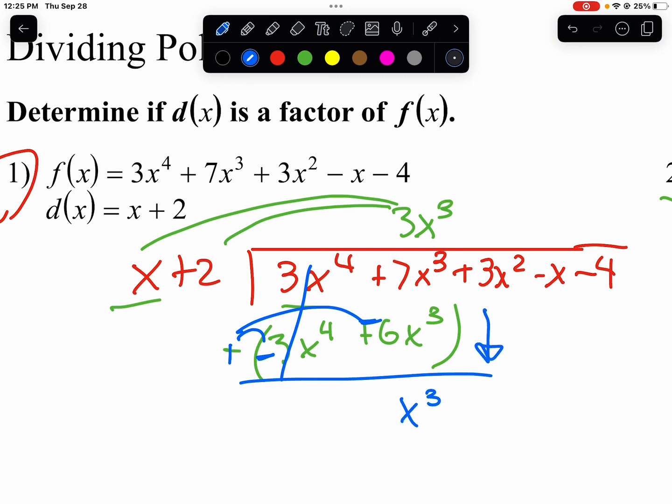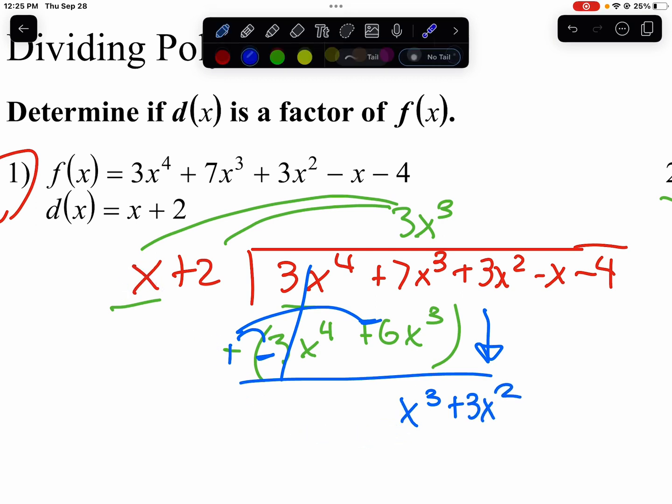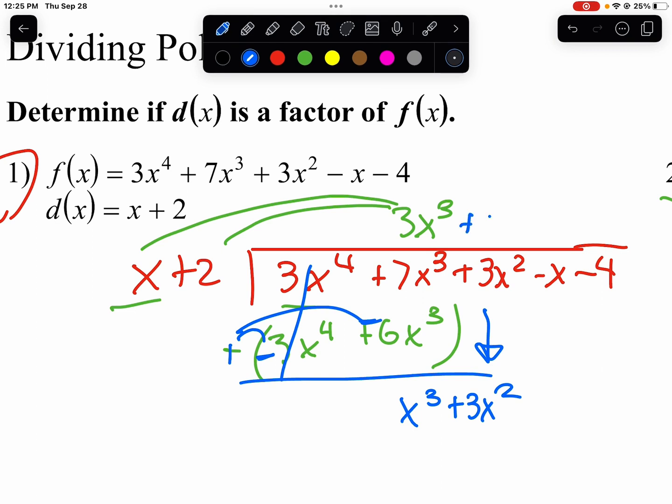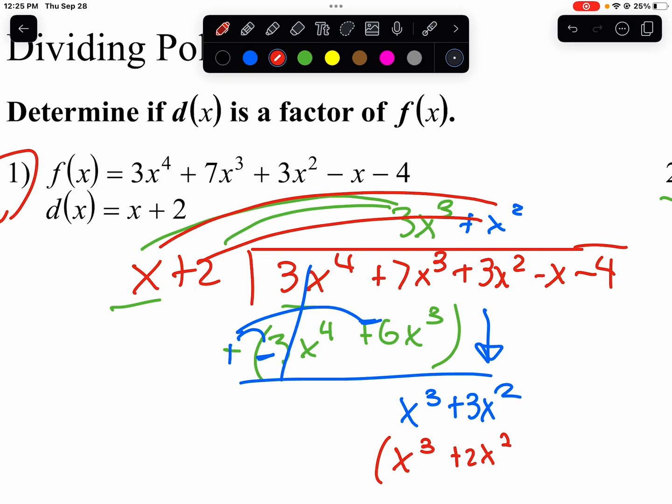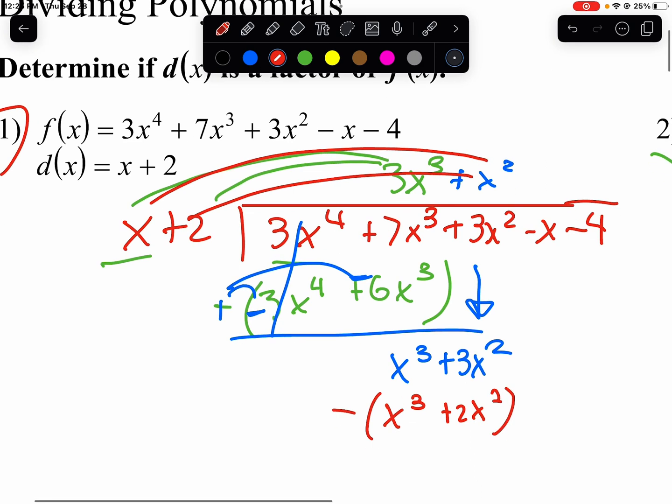7x cubed minus 6x cubed. Then I bring down my 3x squared. Okay? What do I multiply x by to get x cubed? It's going to have to be x squared plus x squared. So when I do this, I'm going to get x cubed and then 2x squared. But I have to remember to subtract and then change all of my signs.